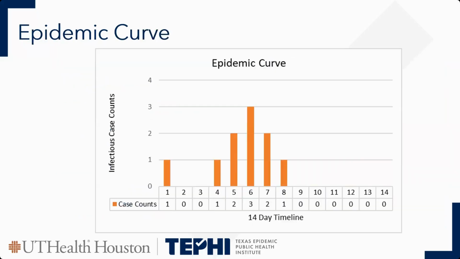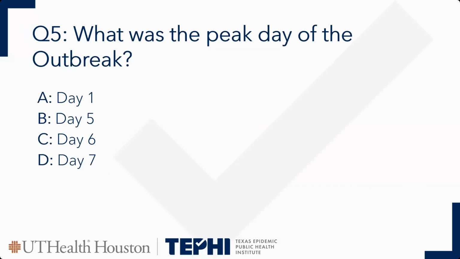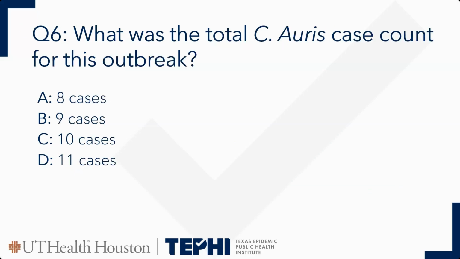So here's our epi curve from the cases from this specific example. You have our initial patient, and then you have our trend throughout our cases. Based on that information, what was the peak day of the outbreak? So on what day were the most cases reported? Yes, great. It is day 6. And what was the total case count of this? So how many cases did we see?